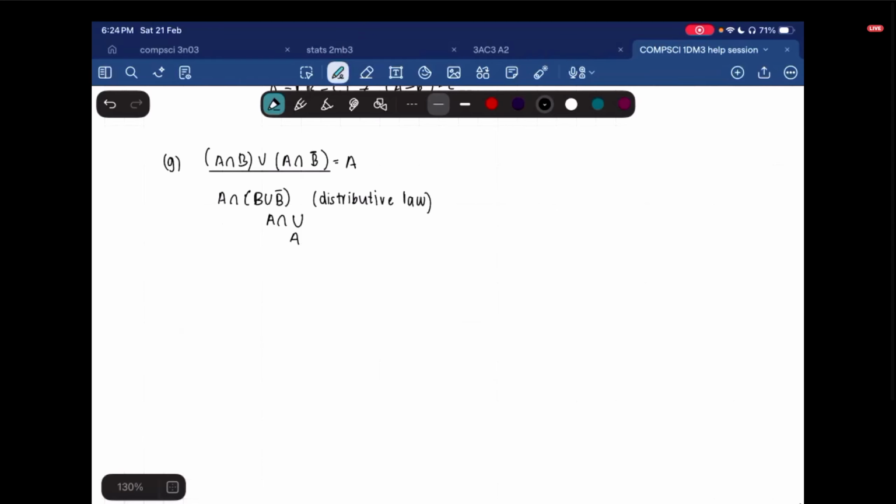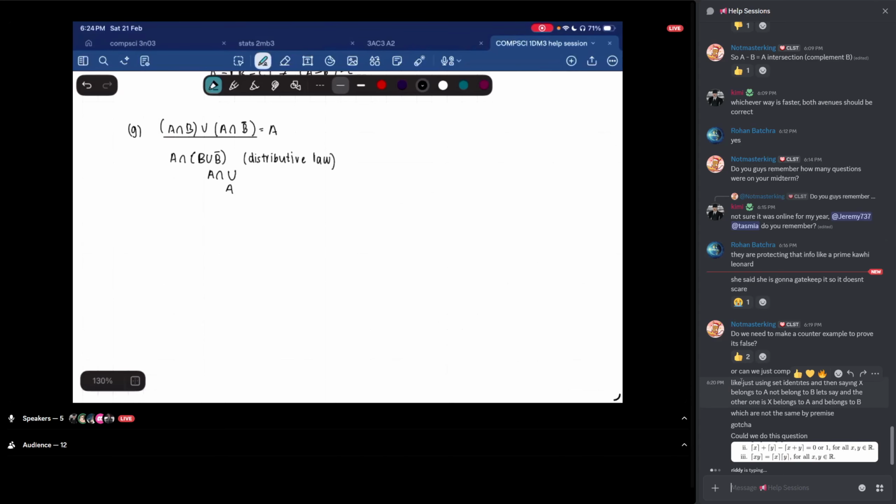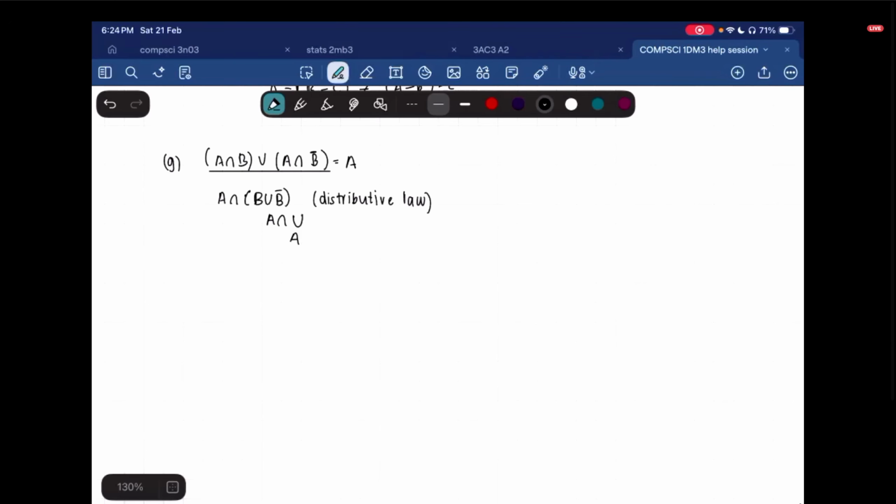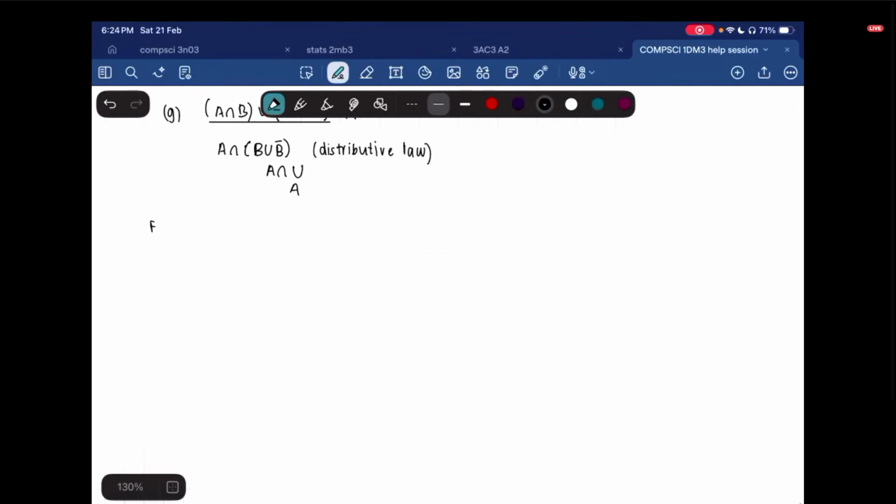Yep. Could we do this question? Sure. Okay. For X plus Y, floor of X plus floor of Y minus floor of (X plus Y) is equal to 0 or 1.